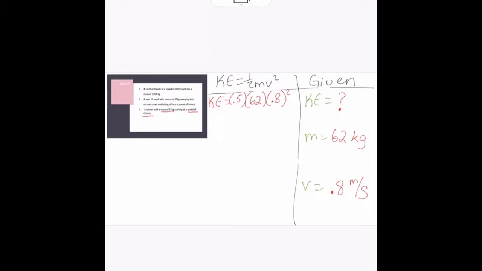So we're going to plug in 0.8 squared is 0.64. So we have 0.5 times 62 times 0.64, and we're going to just multiply straight across. So I have 0.5 times 62 times 0.64 equals, and my KE for the final one is 19.84 joules. And that is your final answer.